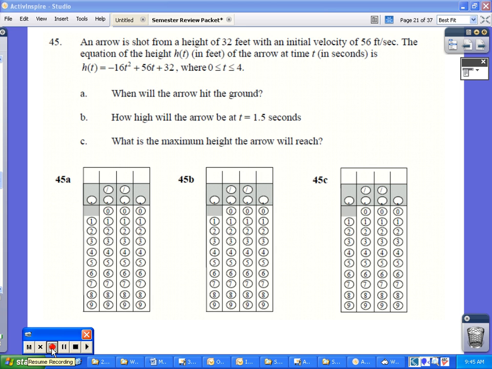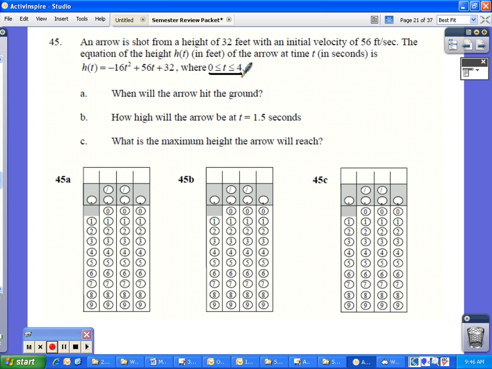Okay, so for number 45, an arrow is shot from the height of 32 feet with initial velocity of 56 feet per second. The equation of the height, h of t in feet, of the arrow at time t in seconds is h of t equals negative 16t squared plus 56t plus 32, and you're only looking for the interval between 0 and 4. So the time you're only looking for is between 0 and 4.